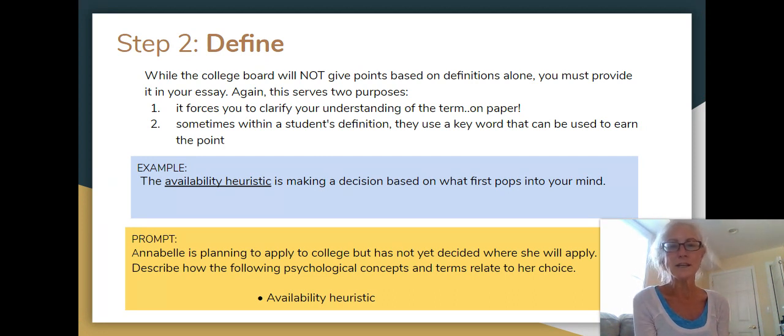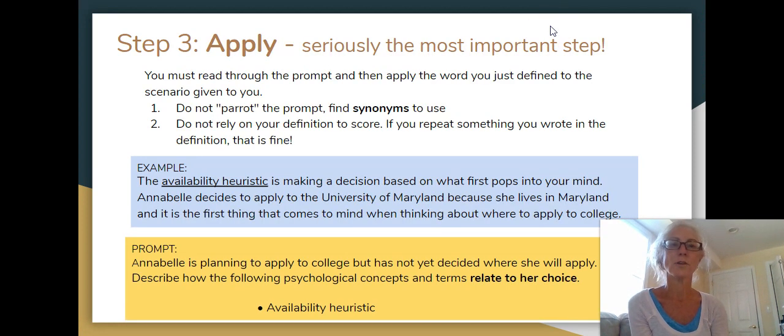So if you make a decision based upon the first thing that comes into your mind, you made that decision using an availability heuristic. A heuristic is simply a shortcut, a mental shortcut. So the availability heuristic is making a decision based on what first pops into your mind. I've underlined the term, which is identify, and now I've defined it. And I'm ready to move on to the third and seriously the most important step, which is to apply.